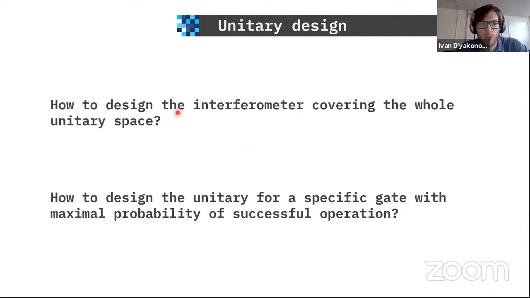So we want to build an interferometer which will cover the whole unitary space, connecting the input modes and the output modes. And the second question is how to design this unitary to fulfill the optimal probability of the quantum gate, which we want to implement using the interferometers we defined in the previous question. So we first start with the first question and then move on to the quantum operation.